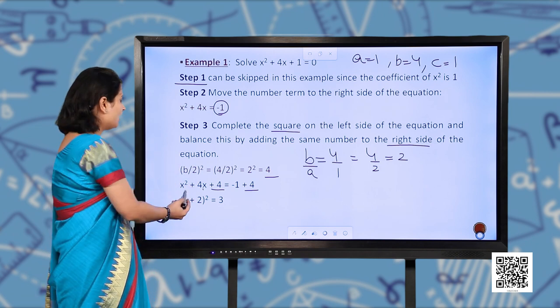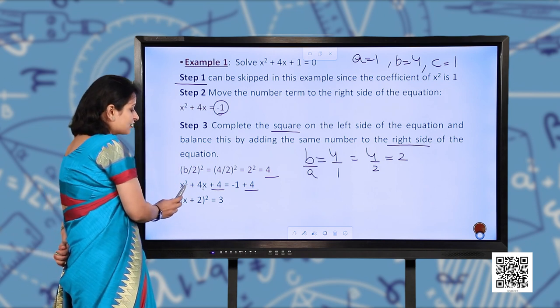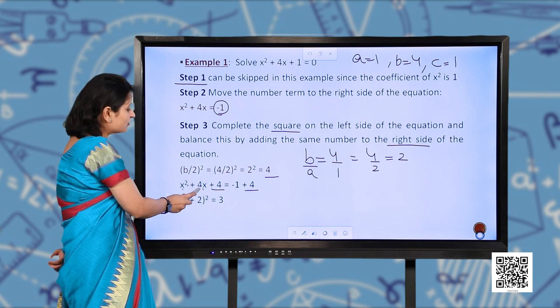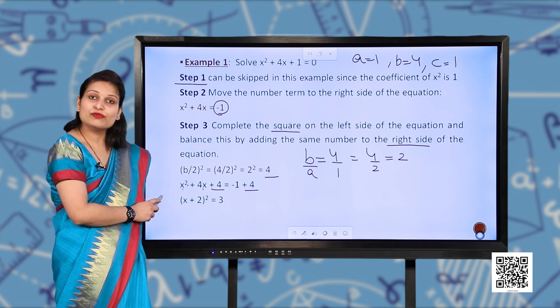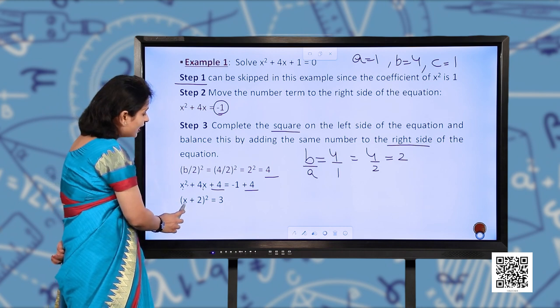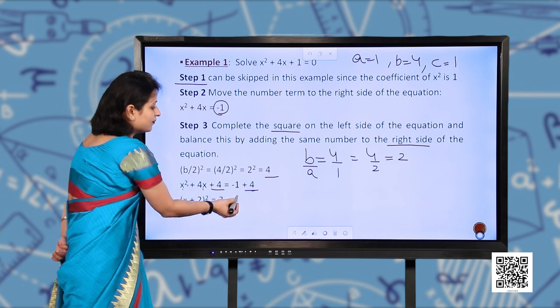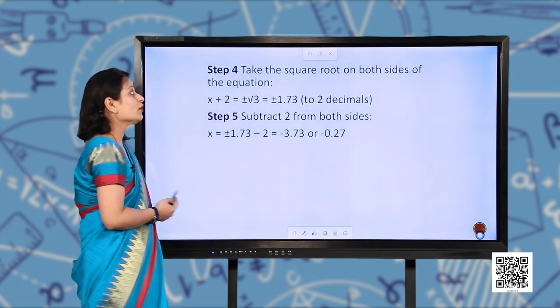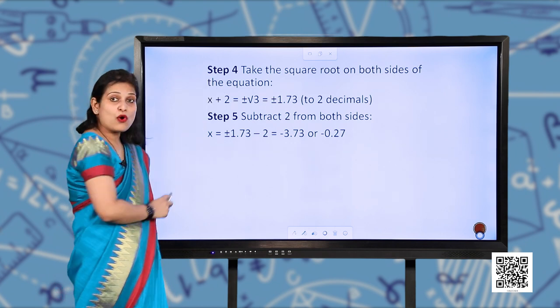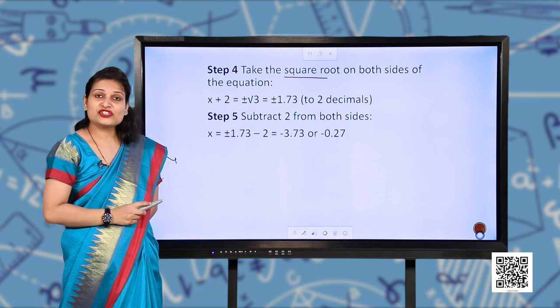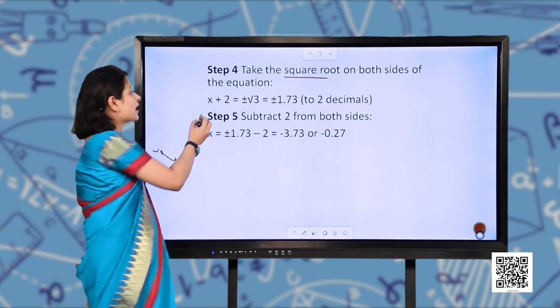So, what will you get here? See, x square plus 2 square plus 2ab, which will give you 4x. So, it will become x plus 2 whole square is equal to 3. Now, what will you have to do? In step 4, take the square root on both sides of the equation. So, what will you get?